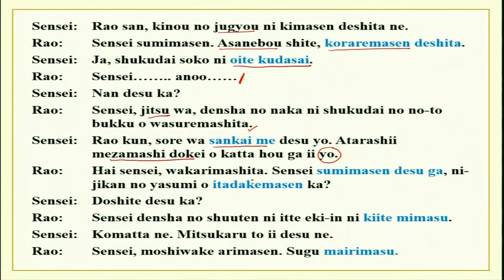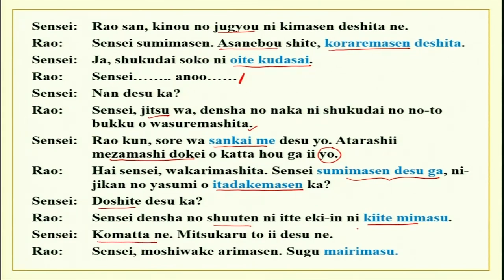Hai sensei, wakarimashita. Sensei sumimasen desu ga. So this is a very polite expression, used when you want a favor. So nijikan no yasumi o itadakemasen ka? Because he is talking to his sensei, he is saying, please, could I get 2 hours of leave? Doshite, sensei will ask. Sensei, densha no shuten ni itte ekiin ni kiite mimasu. I will go to the terminus and ask the station staff for my notebook. Komatta ne. That is going to be really tough whether you are going to get it or not.